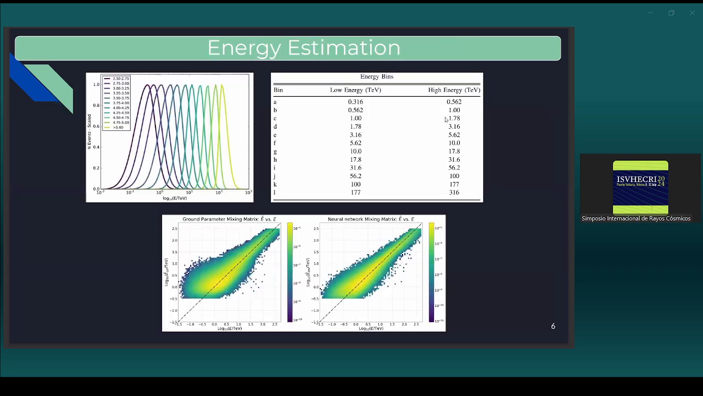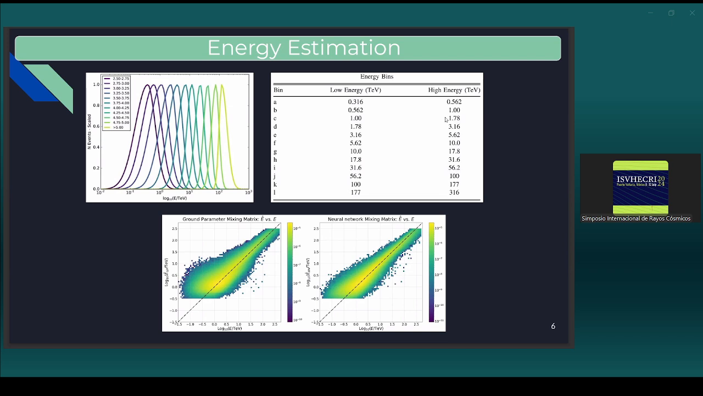And also we have now implemented an energy estimation method. Currently we are working with 11 energy bins, and we are mainly using from bin B to bin L. We are still working on better algorithms to understand this low energy regime better.